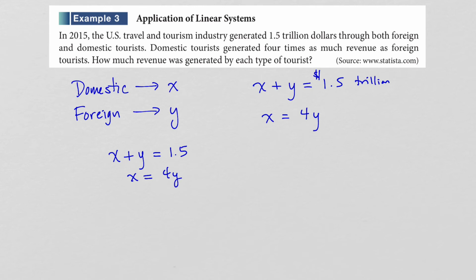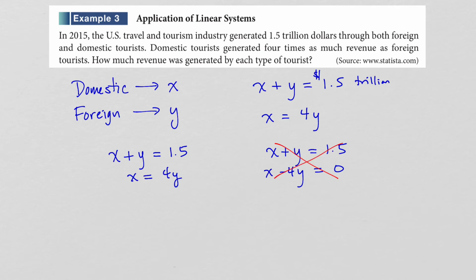Now you could use elimination here. To use elimination, you would need to write both of these equations in standard form. So I would have to subtract 4Y from both sides and write the equation like this. But I'm not going to choose to do the problem this way.